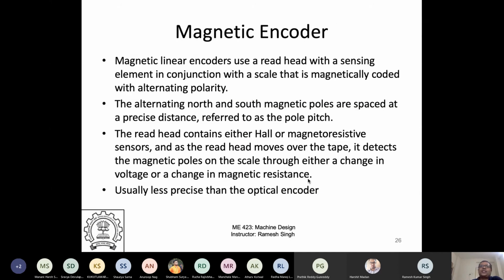The magnetic linear encoders read basically an element in connection with a scale that is magnetically coordinated with alternating polarity. The alternate north and south poles are spaced at a precise distance, and that will be a pitch. So every time there is a switch in the polarity, you can get the voltage or change in magnetic resistance, right? Magnetic encoders we have used in our machines, they are usually less precise than an optical encoder. Optical encoder is more expensive.